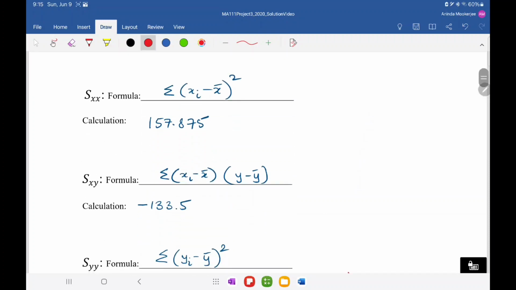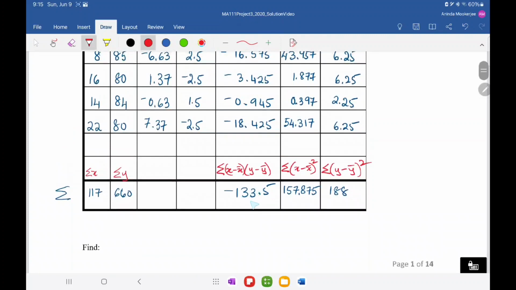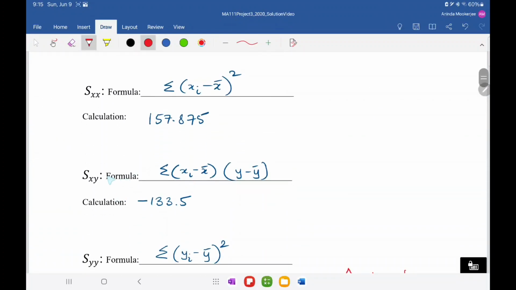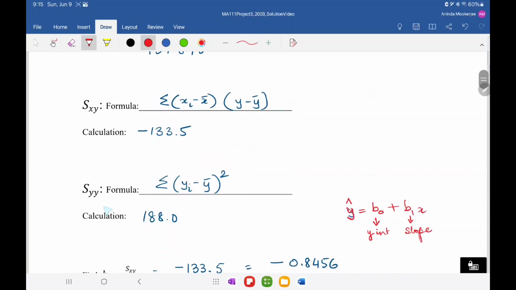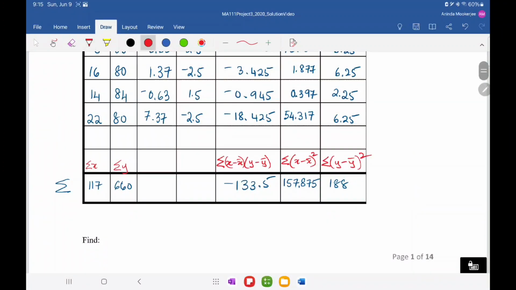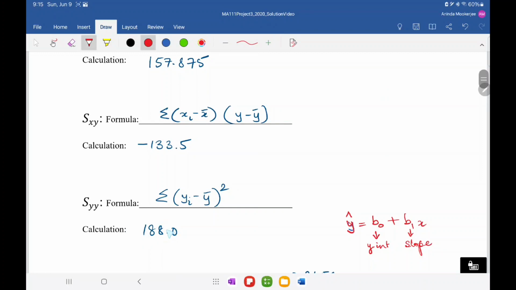S sub xy, you have to pick up this value here from the fifth column, the last row, negative 133.5. All right, so that's the value you're going to just copy and write for s sub xy. This is the formula, but we did all the calculations on the table previously. All right, then we have s sub yy, which is the sum total of the last column here, 188. All right, so we just write the values from the table.